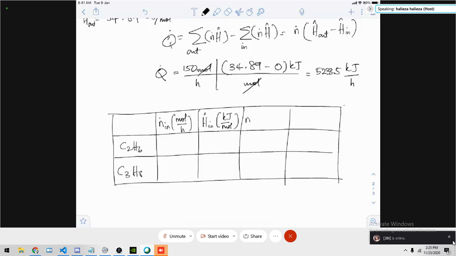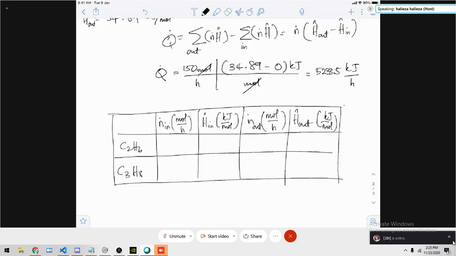I'm going to do this differently from what we have just done. Mole per hour and enthalpy out. I got it wrong here. That's out. Oh dear. I canceled that. Okay, that's out. Yeah, that's out. Kilojoules per mole.